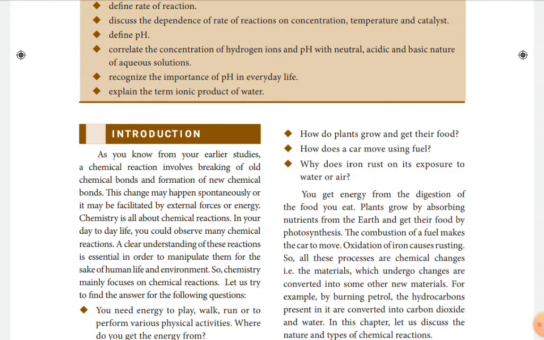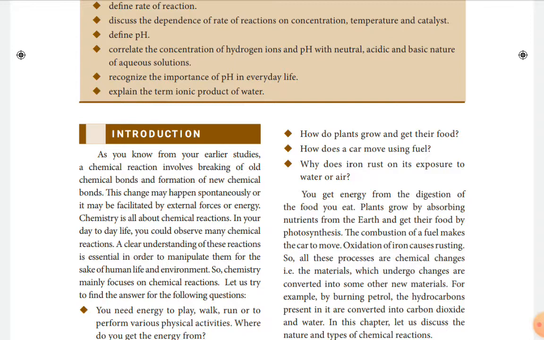Similarly, plants grow and get their food because of the process of photosynthesis. It is a chemical reaction. And also, how does a car move using a fuel? Because of the combustion of fuel. In the vehicle's internal combustion engine, the petrol or diesel combined with oxygen burns, and energy is obtained. That energy is used for the running of the vehicle.